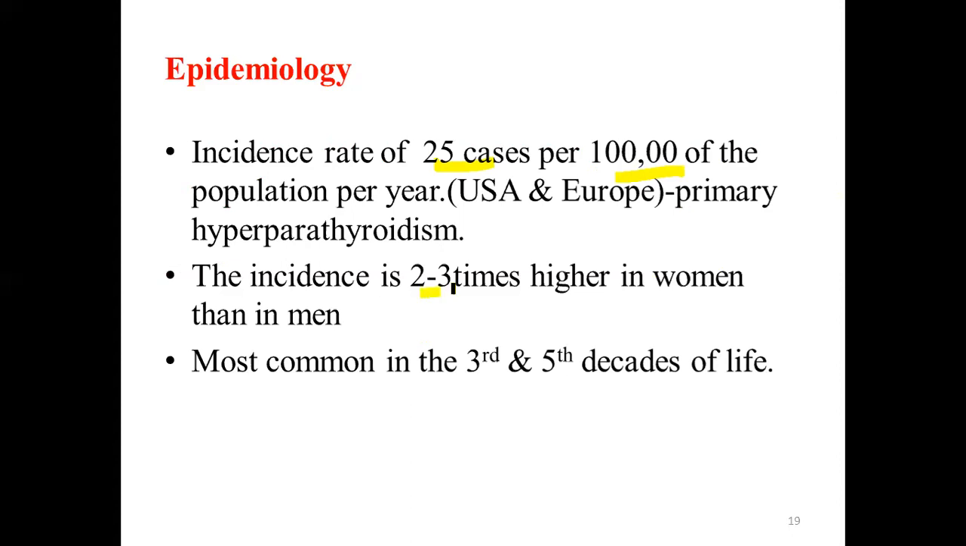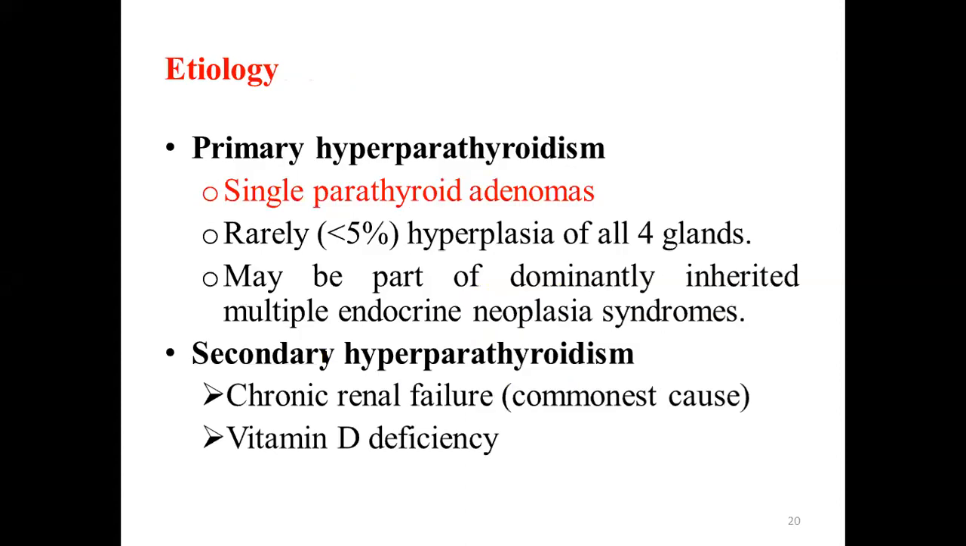The incidence is more common in women than men, but I don't know why it's more common in women. And it's most common in the third and fifth decade of life, but most probably it is associated with the chronic conditions being very high at this age of life. So the third and fifth decade of life is the most common age group of hyperparathyroidism prevalence.